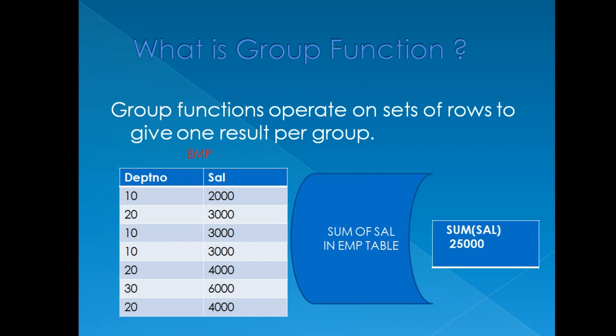Our first topic is what is a group function. Well, group functions operate on a set of rows to give one result per group. With this I mean to say that in a group function all rows are summed up or operated on together to give you one output. Like in this example, if I'm saying sum of salary, all these 7 rows will be processed together and one output will be given. That is a group function. If you remember, a single row function used to give us one result per row, whereas a multiple row function will process multiple rows at a time and will give you only one output.